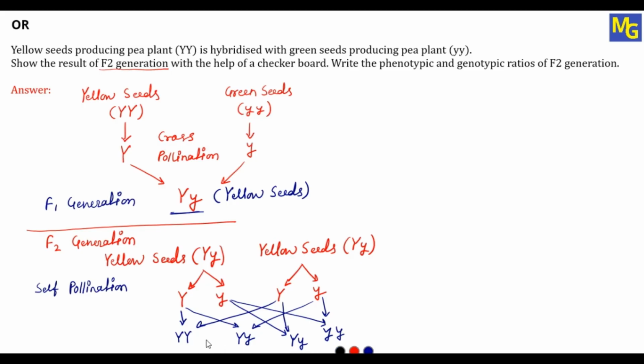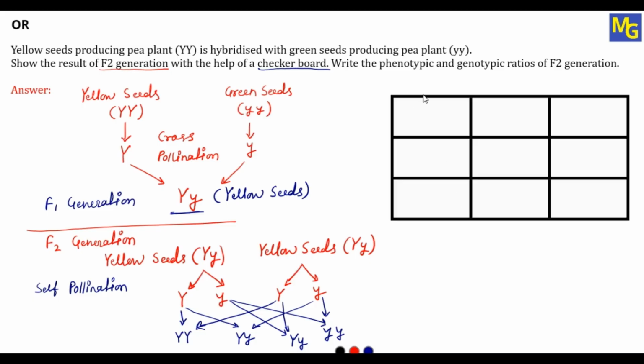But this will be a little bit difficult to understand, so we will make it easy with the help of a checkerboard. You can also see in the question, they have asked to use the checkerboard. So with the help of the checkerboard, we will do it at the side. Here this is our checkerboard. I'll write it here, checkerboard. Now write down the genes we have. We have one plant with capital Y and small y. The other plant also with capital Y and small y.